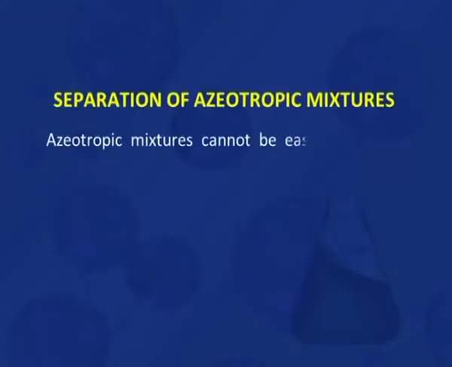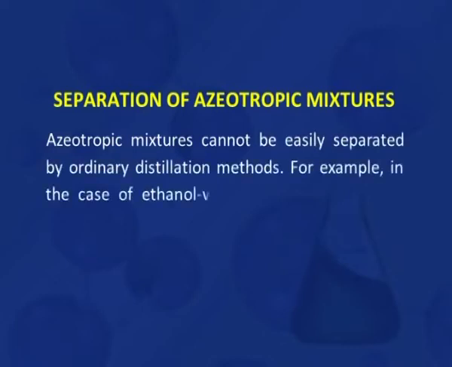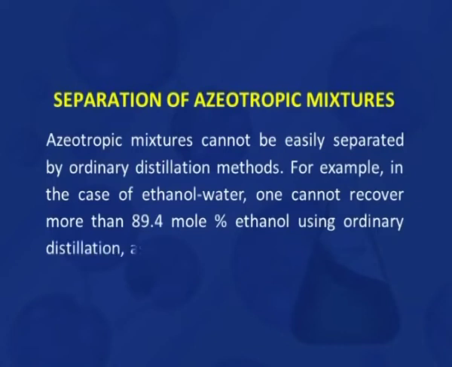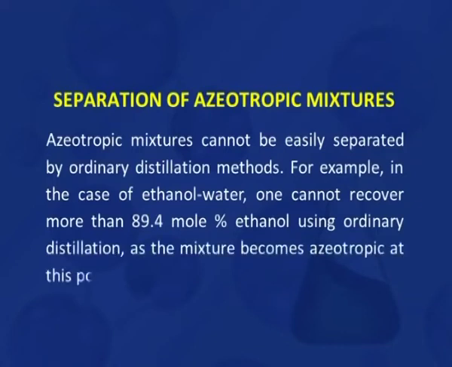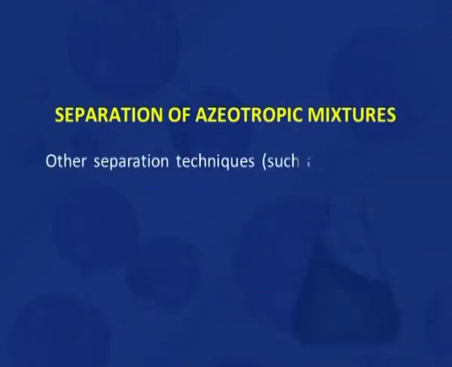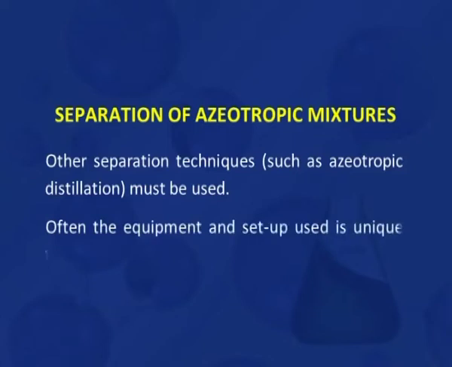Azeotropic mixtures cannot be distilled with simple distillation techniques. Some special distillation techniques are to be employed. For example, in the case of ethanol water, one cannot recover more than 89.4 mole percent ethanol using ordinary distillation because the mixture becomes azeotropic at this point. Some special type of separation techniques like azeotropic distillation must be used to separate azeotropic mixtures. Often the equipment and setup used is unique for each mixture.